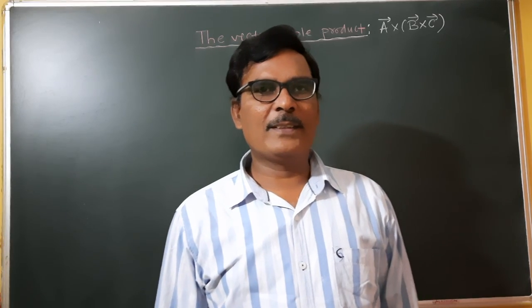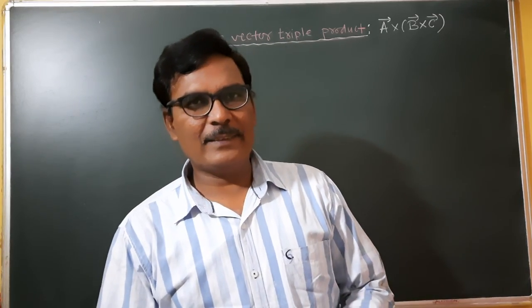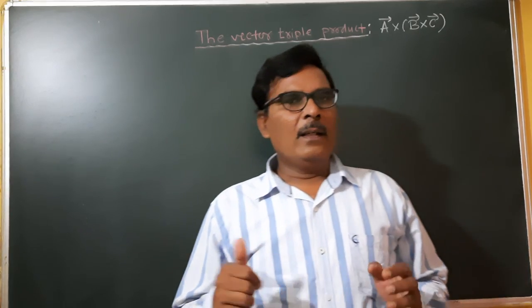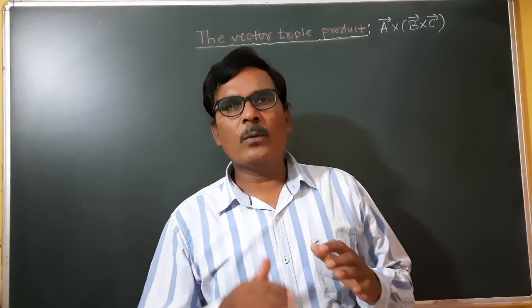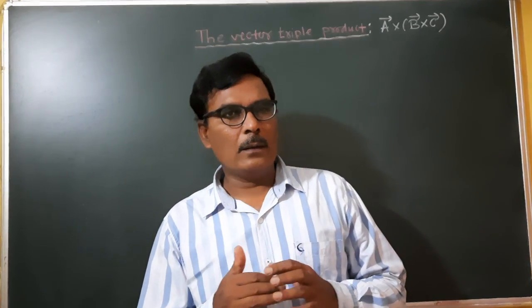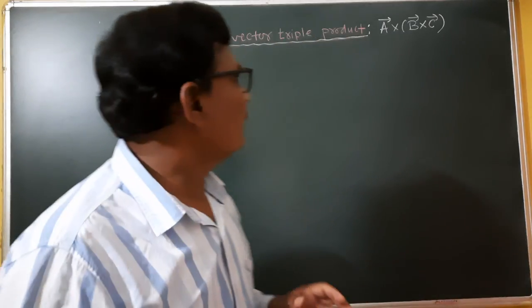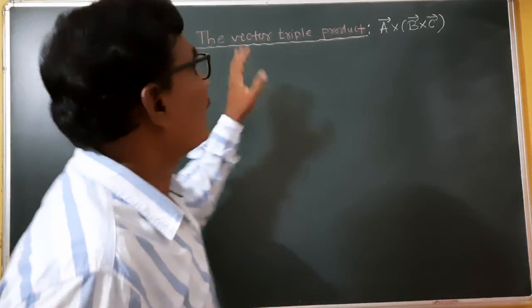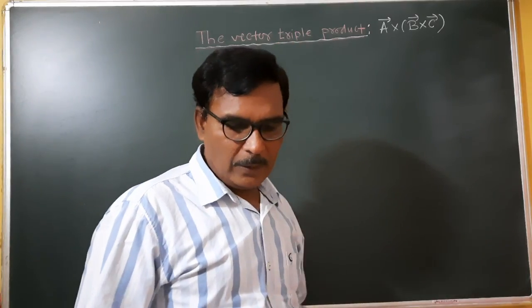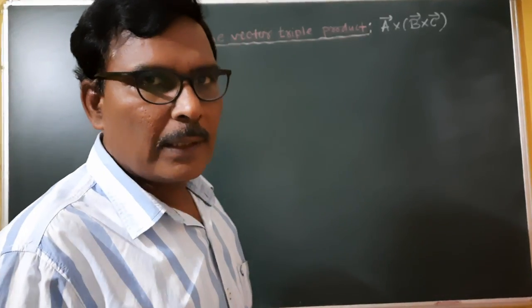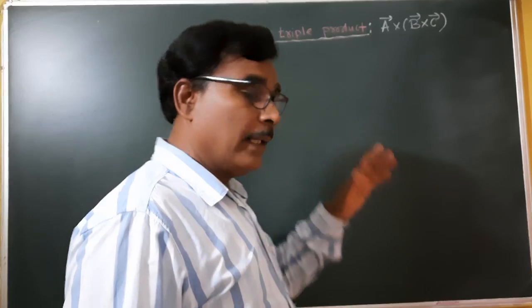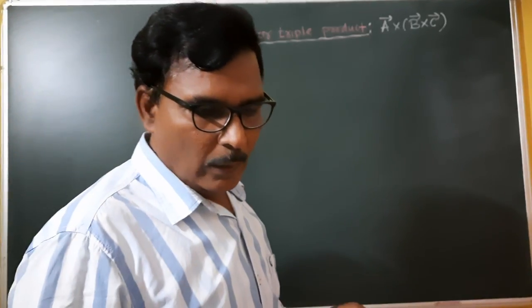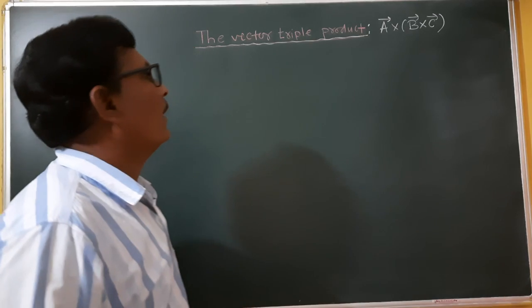Good morning, friends. In the last period, we discussed the scalar triple product. In today's lecture, we will also discuss a second triple product, and that product is called the vector triple product. Basically, we have to study dot product and cross product. The scalar triple product is also called the box product. Now today we are going to discuss the vector triple product.